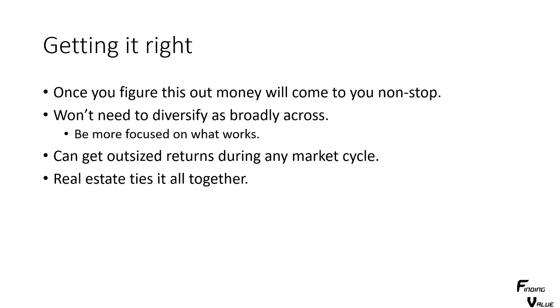So getting it right: once you figure this out, money will come to you nonstop. You can just rotate between assets and benefit from knowing where you are in the real estate cycle. You won't need to diversify as broadly. You're going to be more focused on what works. You can get outsized returns during any market cycle if you know where you're at in the real estate cycle. Real estate ties it all together. And I don't think a lot of people have really figured this out. I don't really hear a lot of people talk about this.